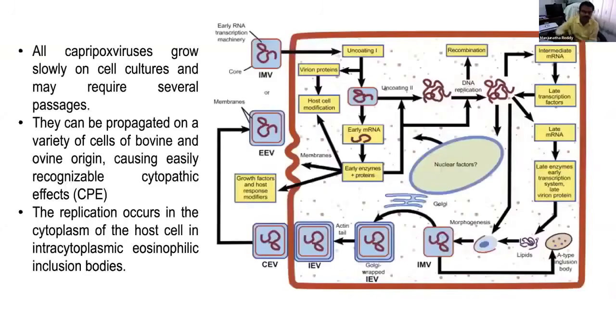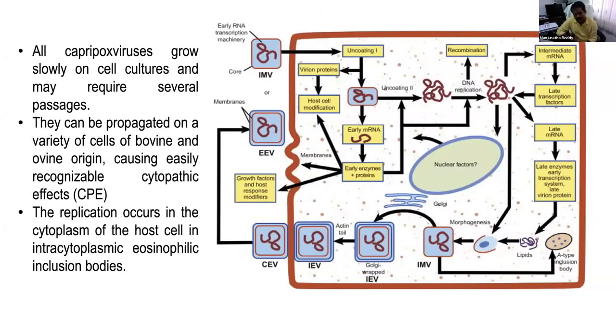Once the cell gets infected, there is uncoating, and the virus replicates in the cytoplasm. It is an exception in virology, where most DNA viruses do all the processes in the nucleus, whereas this virus does it in the cytoplasm. So that's why you find intracytoplasmic inclusion bodies.